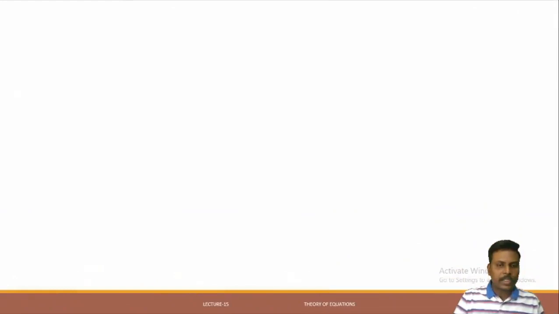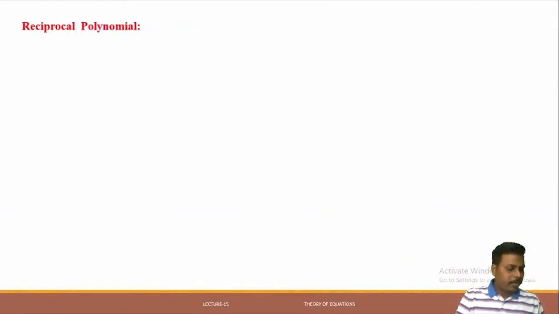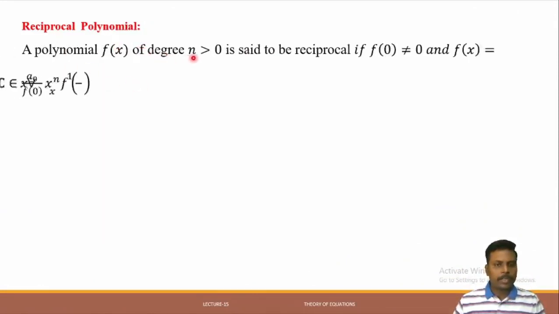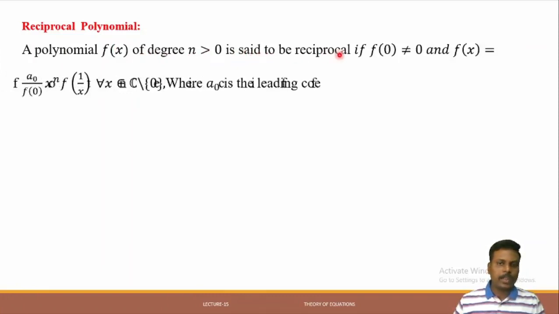Now, let me discuss reciprocal polynomial. Here is the definition. A polynomial f of x of degree n greater than 0 is said to be a reciprocal polynomial if f of 0 is not equal to 0. F of 0 means what? It's the constant term. And f of x is equal to a naught by f of 0 into x to the power n into f of 1 by x.